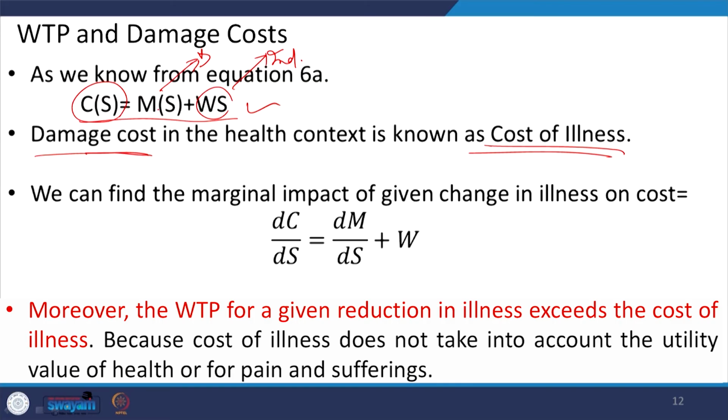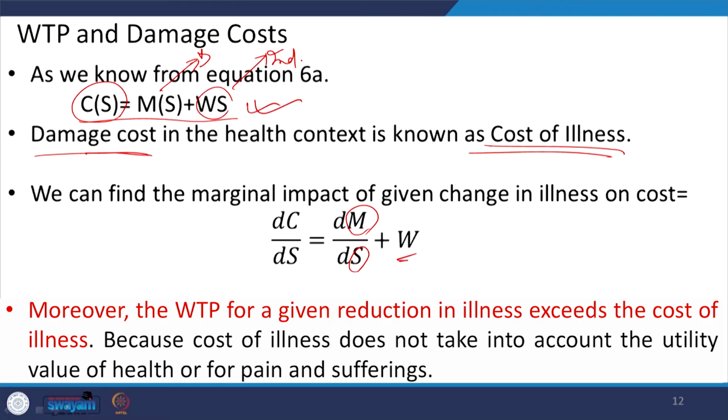Here, we can also find out the marginal impact of a given change in the illness on the cost. Just by taking the first order derivative of this cost of illness, we can find out, if the sickness is increased by one more time, what will happen to the medical expenditure, that is the direct cost, and also your indirect cost in terms of loss of wages. And again, because we are comparing the willingness to pay and damage cost methods, the willingness to pay for a given reduction in sickness exceeds the cost of illness.